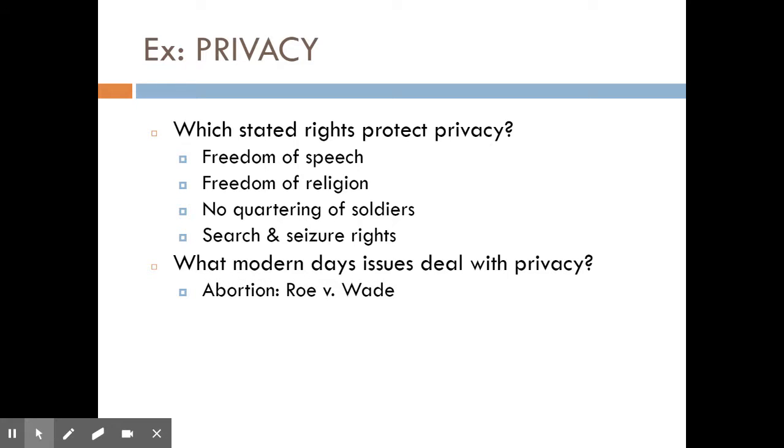So, for example, what modern day Supreme Court issues have been ruled on the basis of privacy? Well, abortion, like Roe v. Wade, a famous, infamous Supreme Court case in which it was ruled that what a woman wanted to do with her body was a matter of privacy, and that this paved the way to allowing women to pursue abortions if they wanted to.